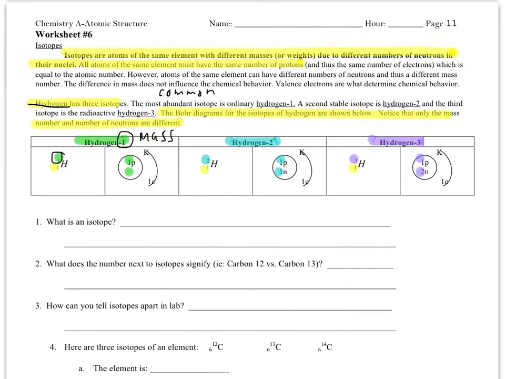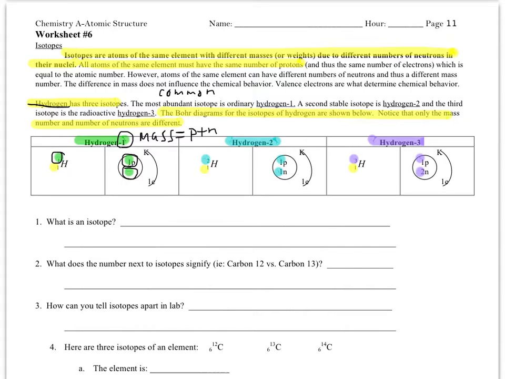Now remember, mass is protons plus neutrons. So the reason it has a mass of 1 is because it's got 1 proton and it's got, big empty space, 0 neutrons. So 1 plus 0 is 1. Now that's the most common hydrogen. That's the hydrogen we normally think about when we talk about hydrogen.